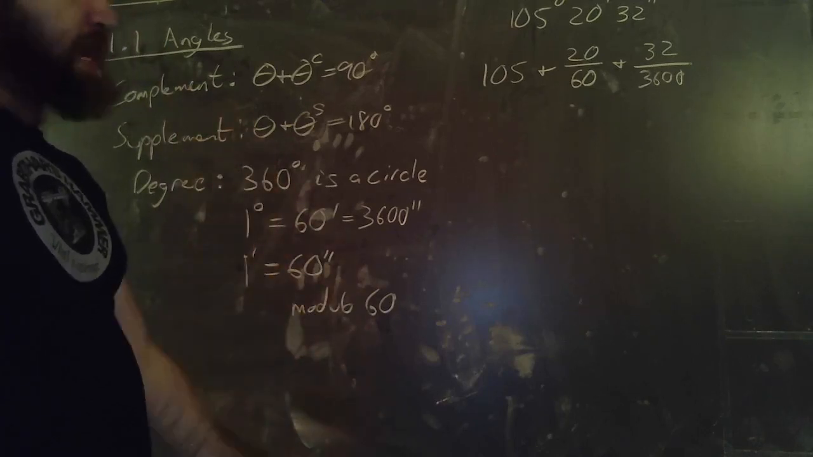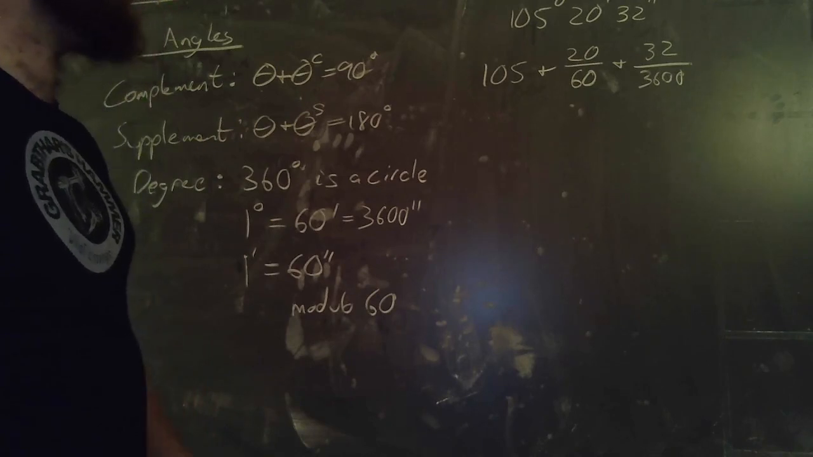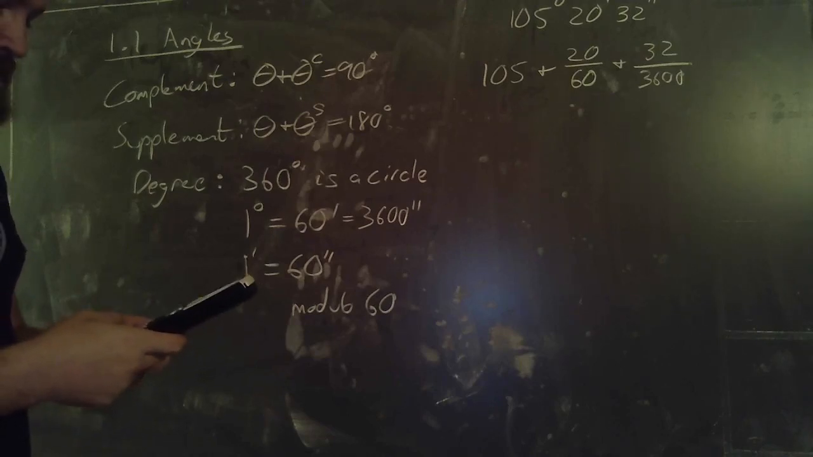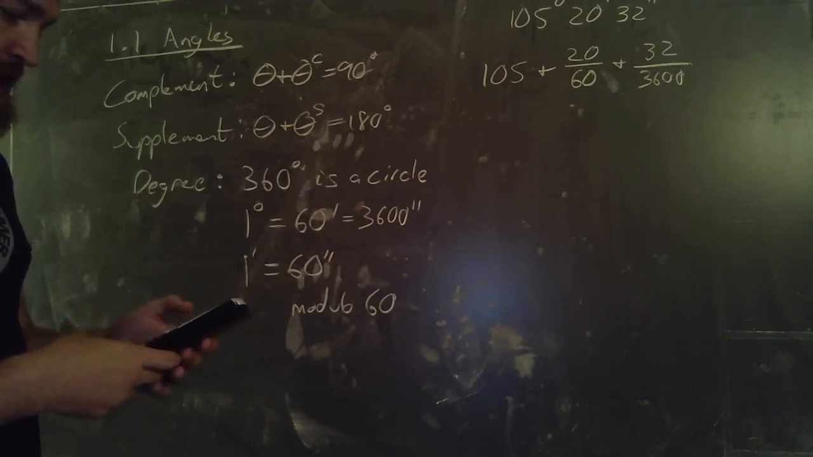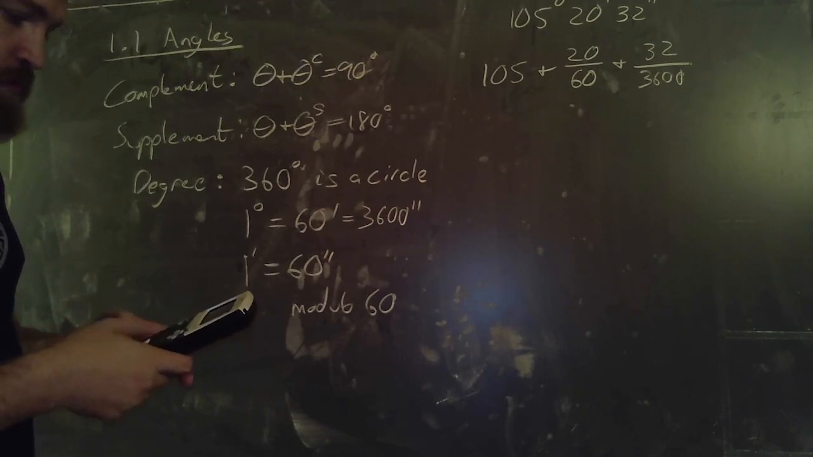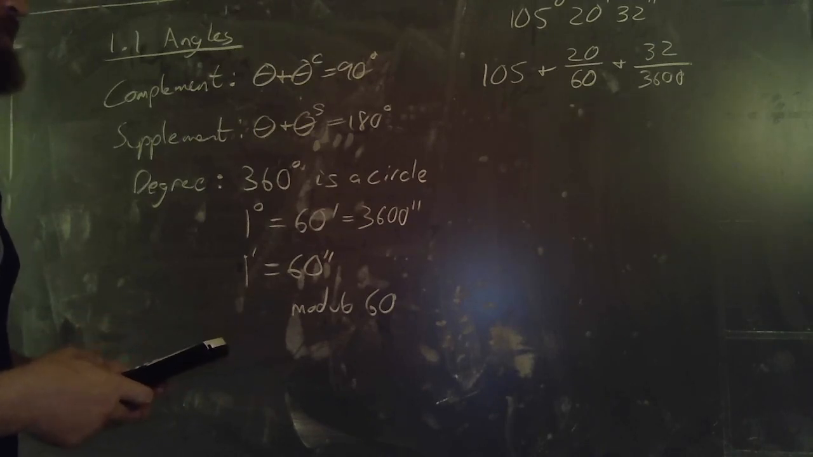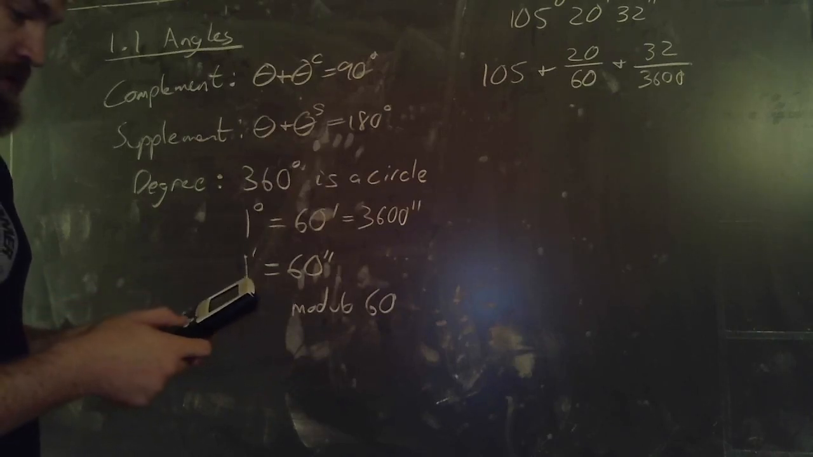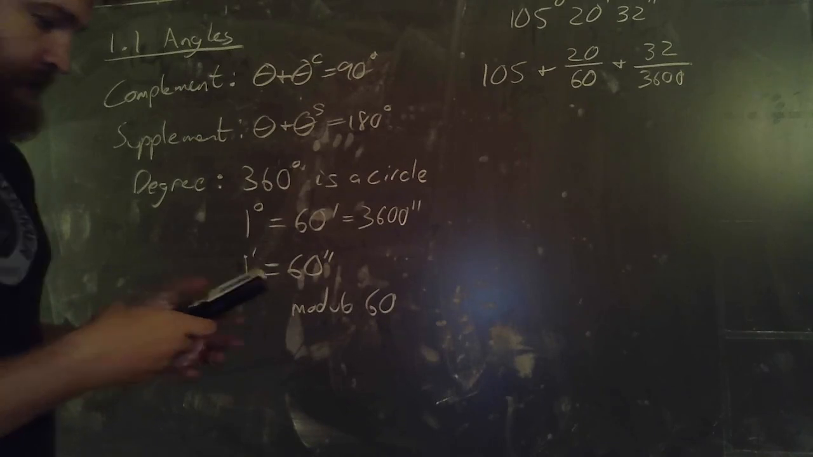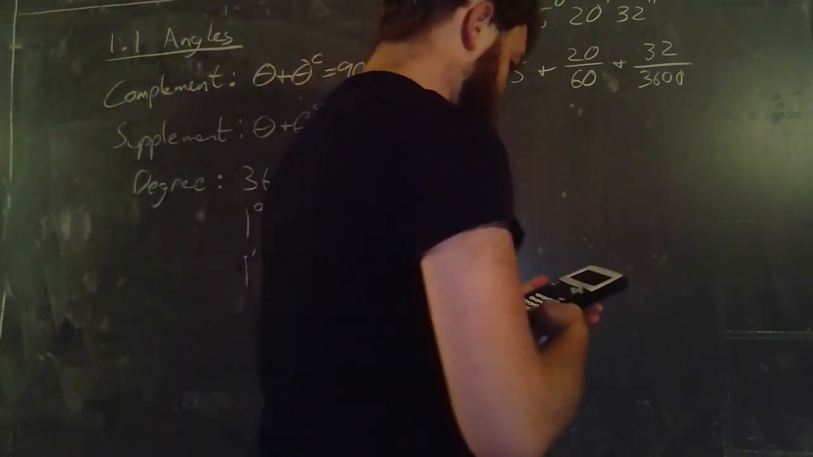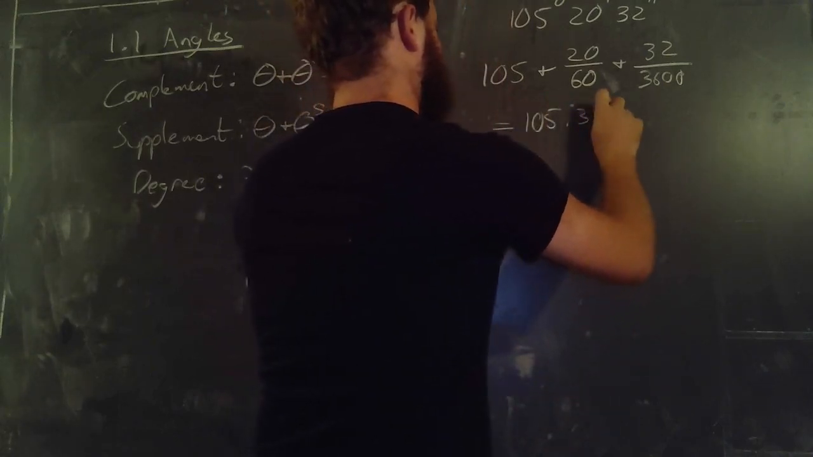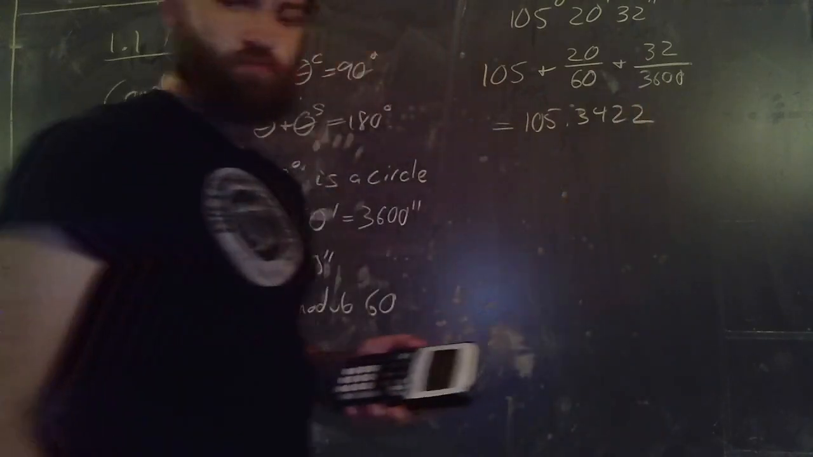So if you were to type this all into the calculator, what you will get is a decimal representation for this number here. So that happens to be 105 plus a fraction that represents 1/3, plus 32 on 3,600. This will end up being, as a decimal, 105.3422.